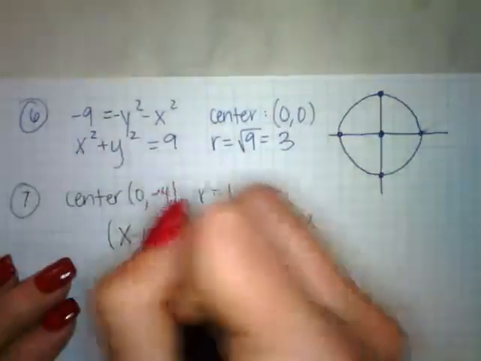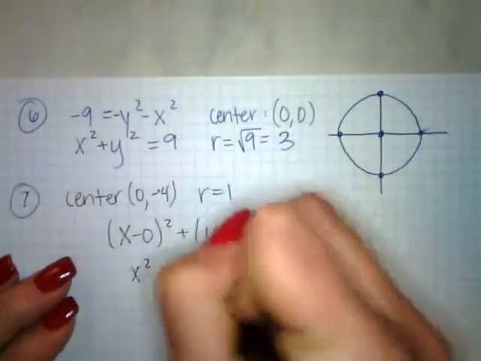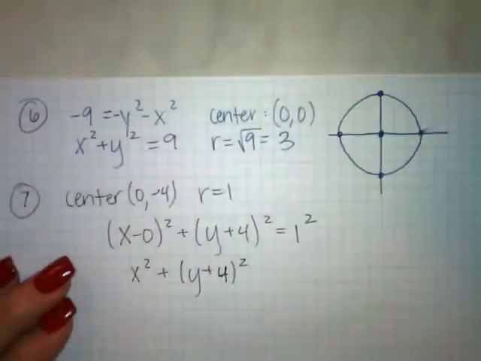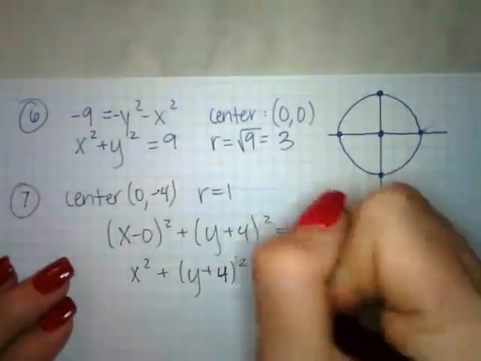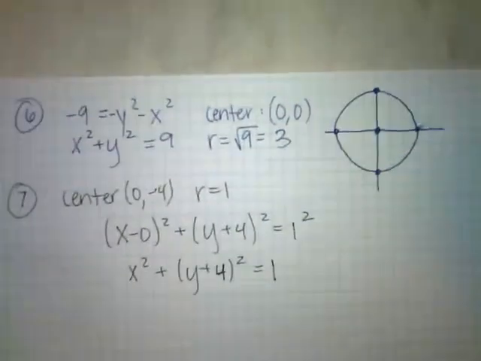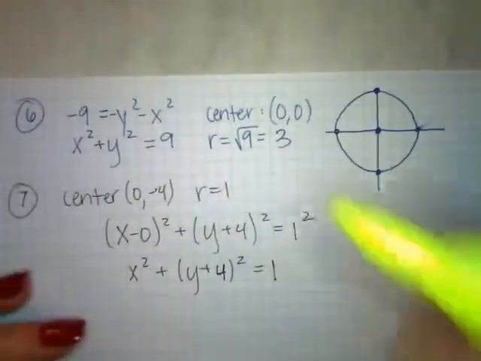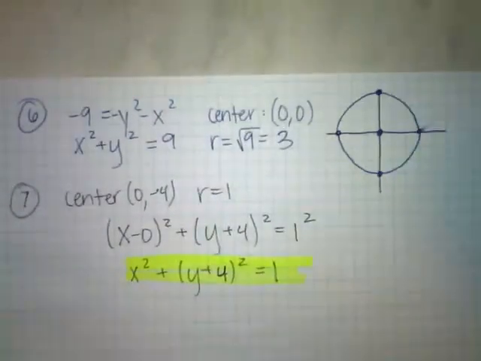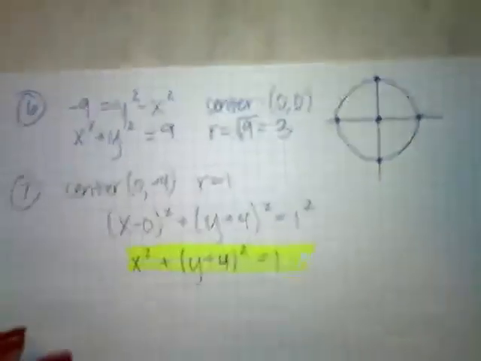So our equation is going to be x minus 0 squared, y plus 4 squared equals our radius squared. And if we wanted to simplify this, we could put x squared plus y plus 4 squared equals 1. And that's going to be the final answer for question 7. Moving to question 8.